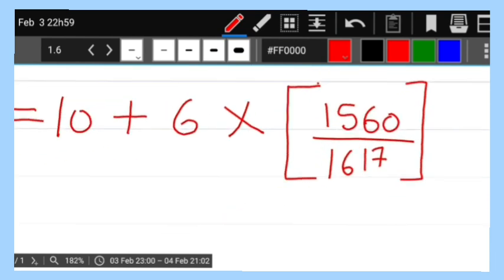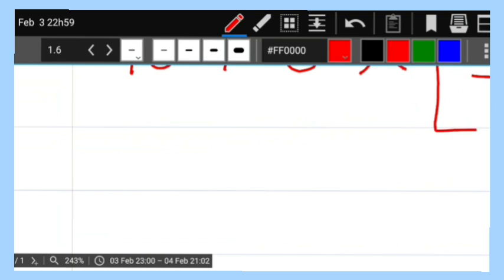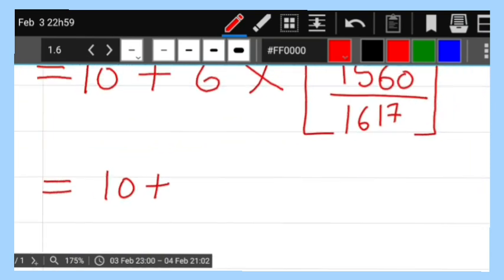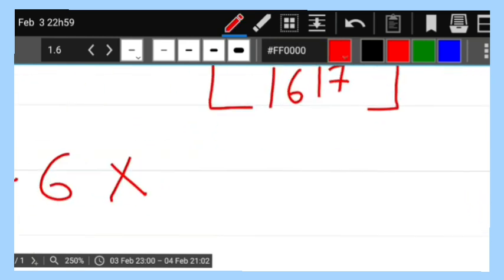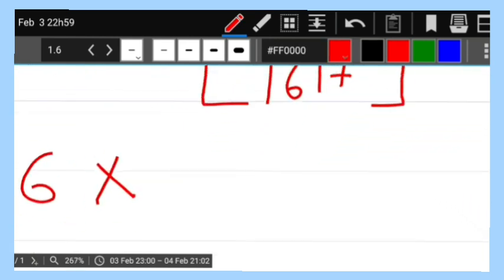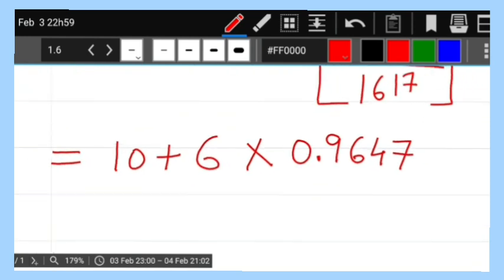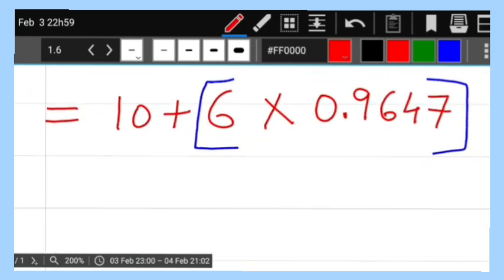Put a bracket. Now 10 plus, okay, 10 plus, now we have to write 6 again. Now we have to bring this fraction into decimal form. Okay, now let's bring this fraction into decimal form. So the answer will be 0.9647. Okay, now you have to multiply these two. This is as per the BODMAS rule.